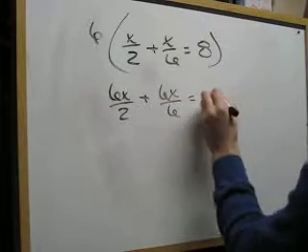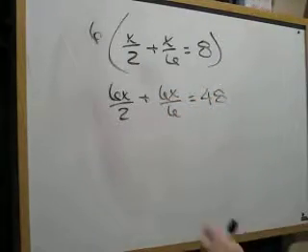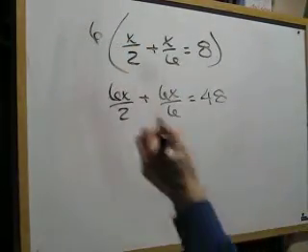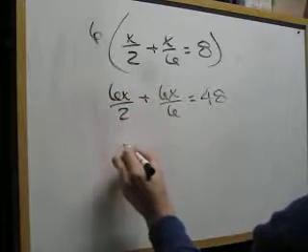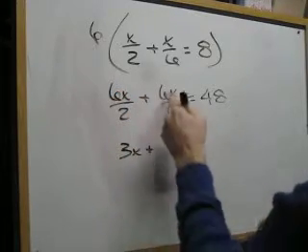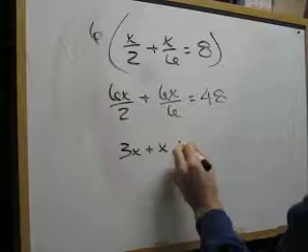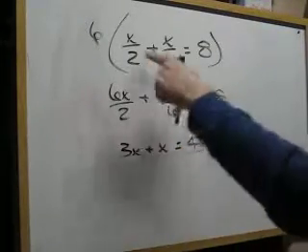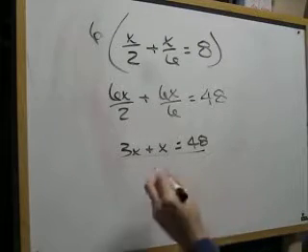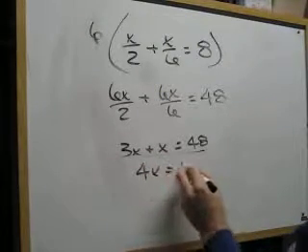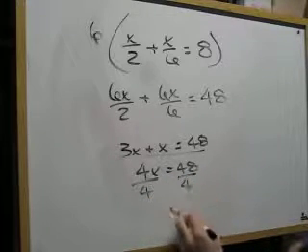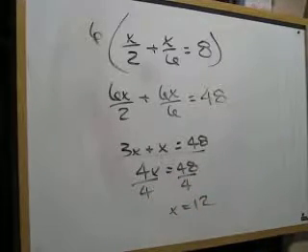Eight times 6 is 48. That's where that comes from. So 6 times x is 6x. 6 times x is 6x. Now I'm going to reduce. 6 over 2 is actually 3. 6 over 6 is 1 equals 48. That looks a lot prettier than this mess up here. So we add our like terms, divide by our 4, and we get x equals 12 for an answer there.